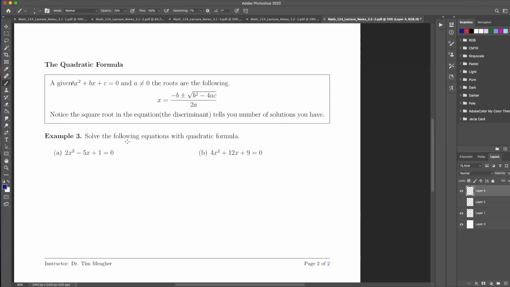So let's solve the following with the quadratic formula. So here I just literally crunch the equation. So it's minus b plus or minus the square root of b squared minus 4ac all over 2a.